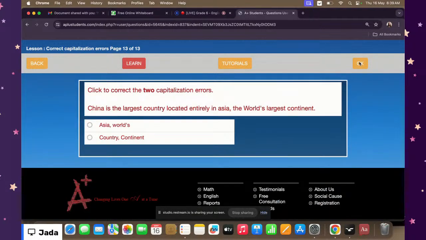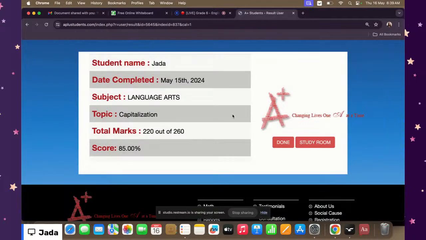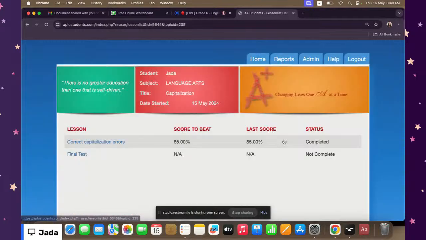China is the largest country located entirely in Asia, the world's largest continent. What is the problem here? There are two errors. Okay, so Asia is a continent, and Asia of course needs to be capitalized. All right, so that's basically it for capitalization.